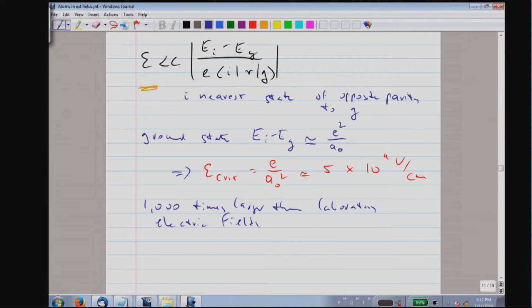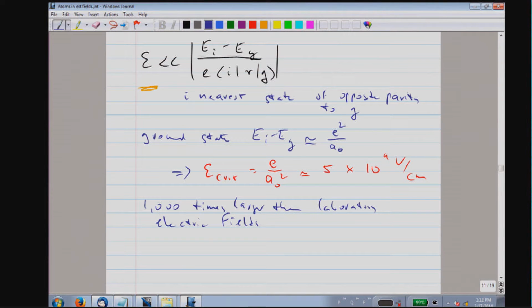Those fields would just create sparking along the electrodes. You cannot apply such high electric fields in the laboratory. So therefore, nothing to worry about. If you have ground state atoms, the Stark effect in perturbation theory is all you need.